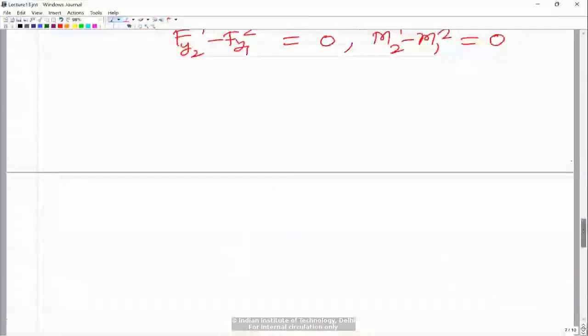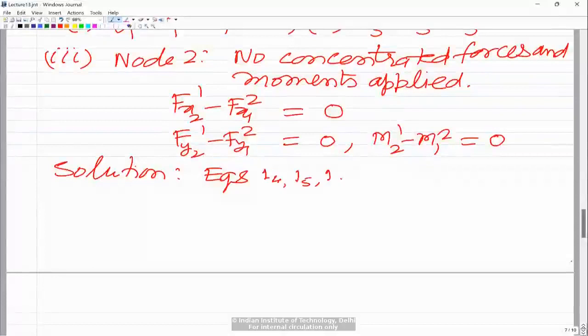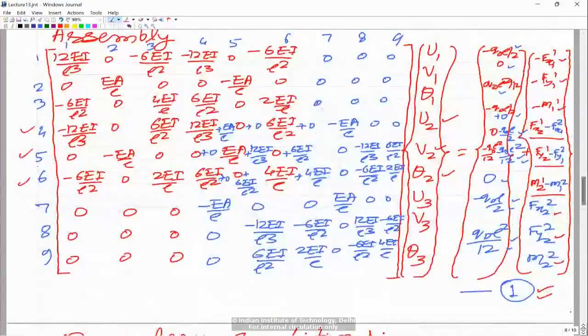As far as the solution is concerned, as usual, first we solve for the displacement degrees of freedom. So first we will solve the fourth, fifth, and sixth equations, 1-4, 1-5, and 1-6, for the displacements u2, v2, and theta 2. I am taking from here the fourth, fifth, and sixth equations. This is into u1, which is 0, this is 0 into v1, and this is 6EI by L square into theta 1. Theta 1 is also 0.